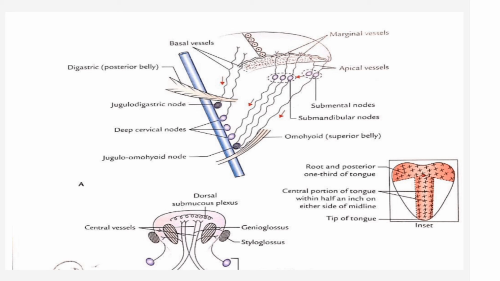There is rich anastomosis across the midline between the lymphatics of the posterior one-third of the tongue. Therefore, a cancer on one side readily metastasizes to the ipsilateral as well as contralateral lymph nodes. In contrast, there is little cross-communication of lymphatics of the anterior two-thirds of the tongue, where cancer 0.5 inches away from the midline does not metastasize to the contralateral lymph nodes till a very late stage. For this reason, cancer in the posterior one-third of the tongue has a poor prognosis.